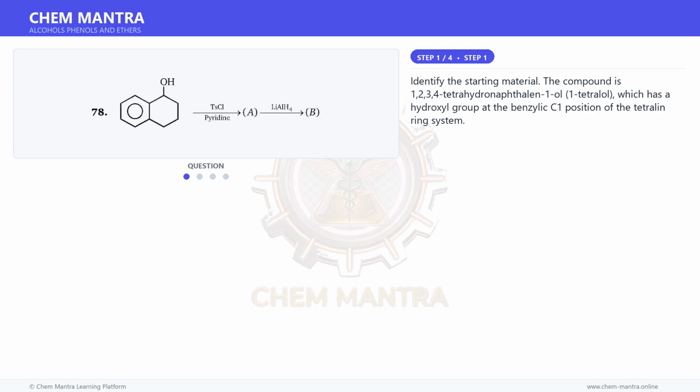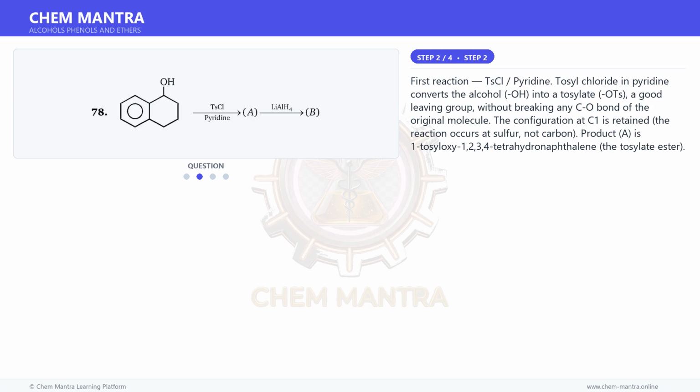Identify the starting material. The compound is 1,2,3,4-tetrahydronaphthalene-1-ol, 1-tetralol, which has a hydroxyl group at the benzylic C1 position of the tetralin ring system. Moving on to the next step.